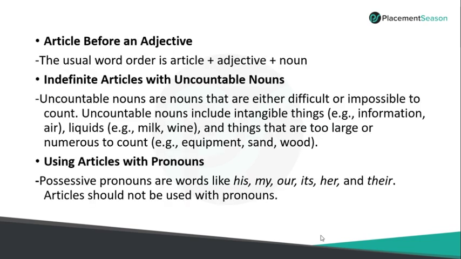Article before an adjective. Generally, the usual word order is article plus adjective plus noun. For example, a cute little puppy. Here, cute is an adjective and 'a' comes before. Puppy is the noun. A cute puppy. A is the article, cute is the adjective and the noun is puppy.